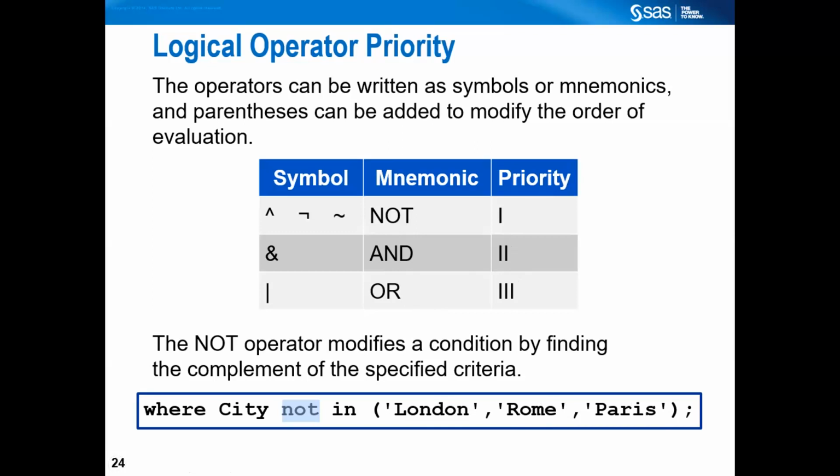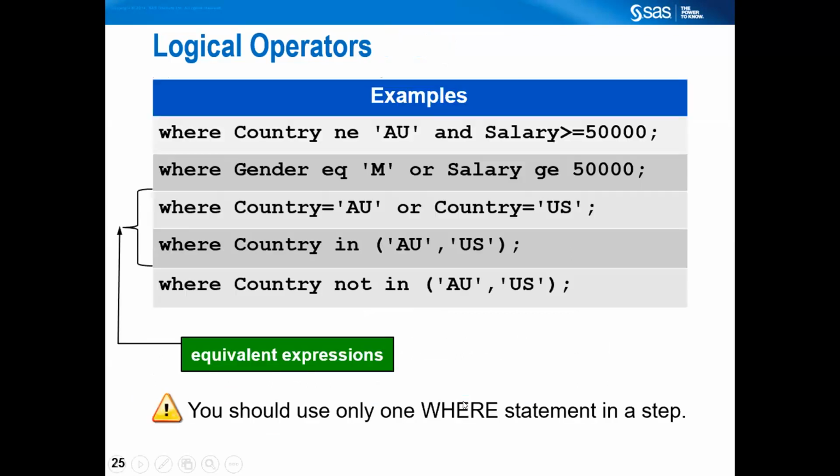Which is the symbol for not, the second symbol? You can write not in like this. No need of writing this symbol. Directly write not in. So where country is equal to AU or country is equal to US is equivalent to not in AU US.